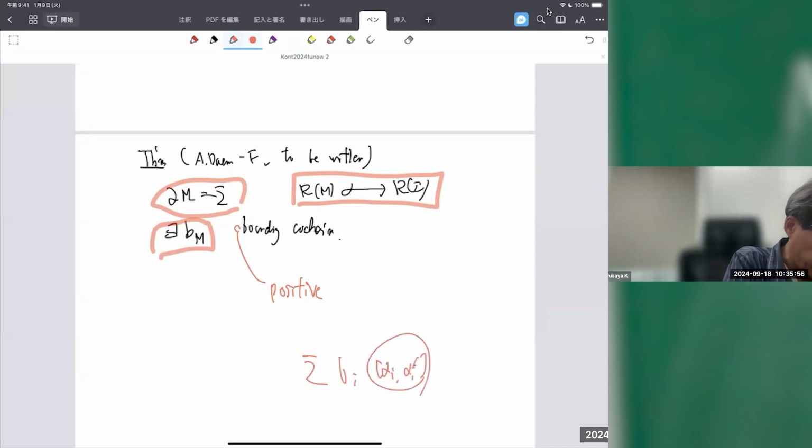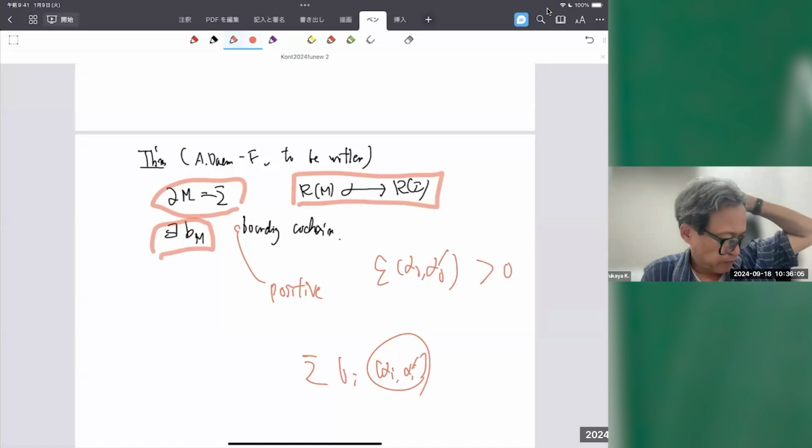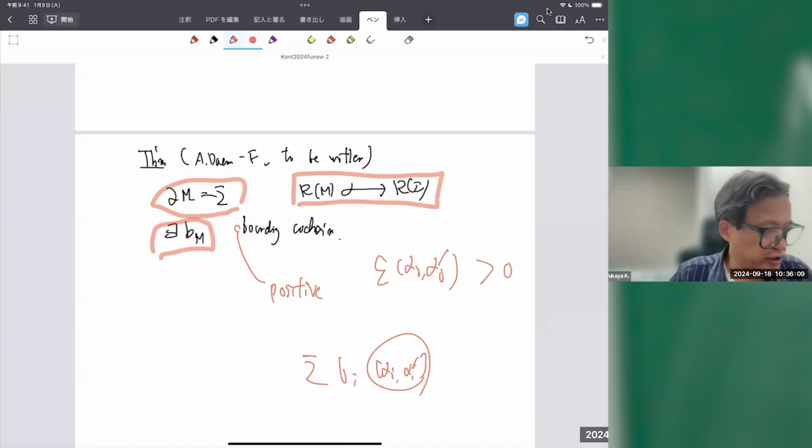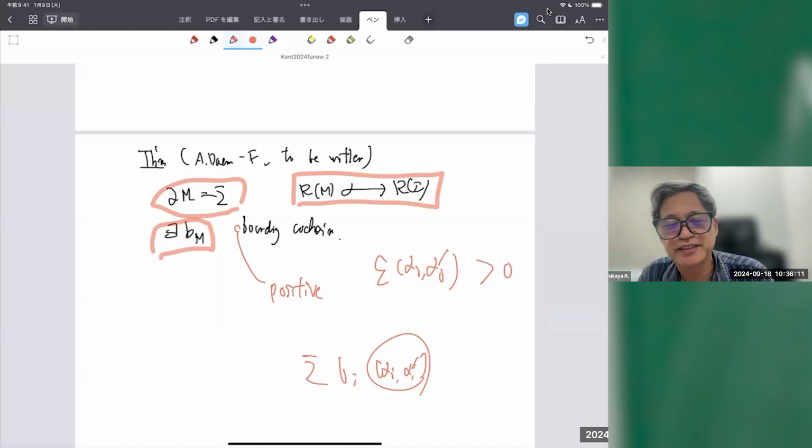And this guy has some kind of energy functions, and we assume that energy function is positive. Yeah, so you have some monotone structures. That's another story.